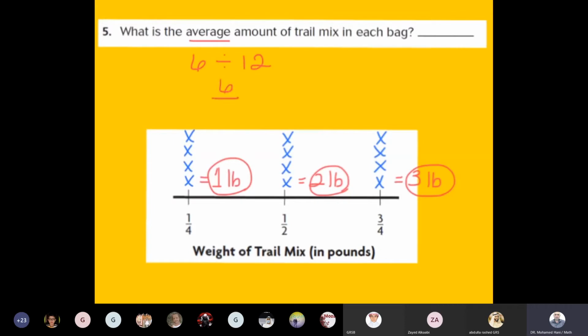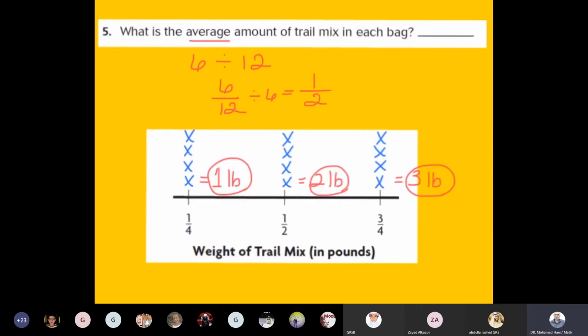So 6 divided by 12. Now, I know that I can't leave 6/12 as my final answer because I know that I can divide both a 6 and a 12 by 6. So when I do that, I know that 6 divided by 6 is going to give me 1. So our numerator becomes a 1. And I know that 12 divided by 6 is going to give me a 2.